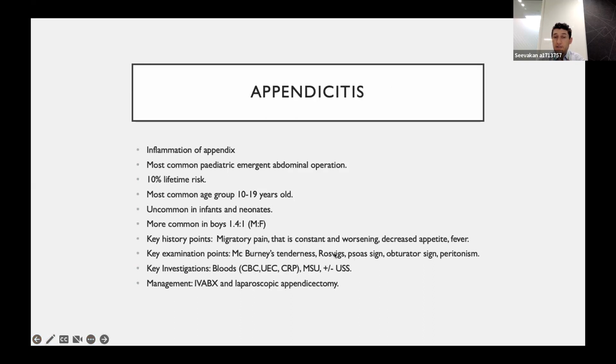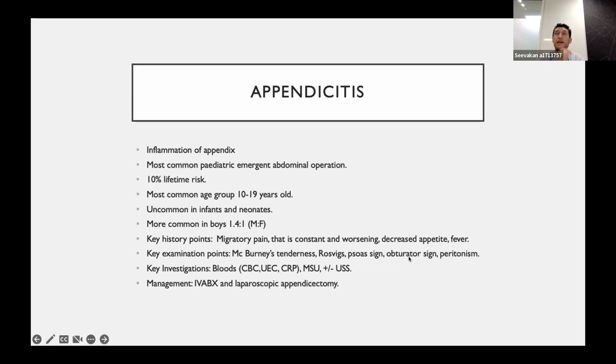Other eponymous signs: there's Rovsing's sign, which is when you push on the left lower quadrant and they develop pain in the right lower quadrant. Another name for it is cross tenderness. Psoas sign is another one. That's when you extend at the hip and the child develops pain in their abdomen. That's usually when you've got a retrocecal appendix, sitting up against the psoas muscle causing inflammation, so that when you stretch the psoas muscle, as in hip extension, you end up with abdominal pain.